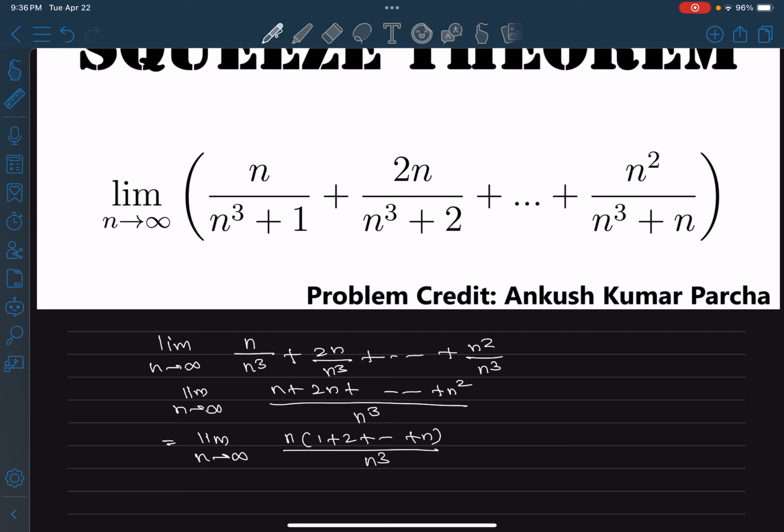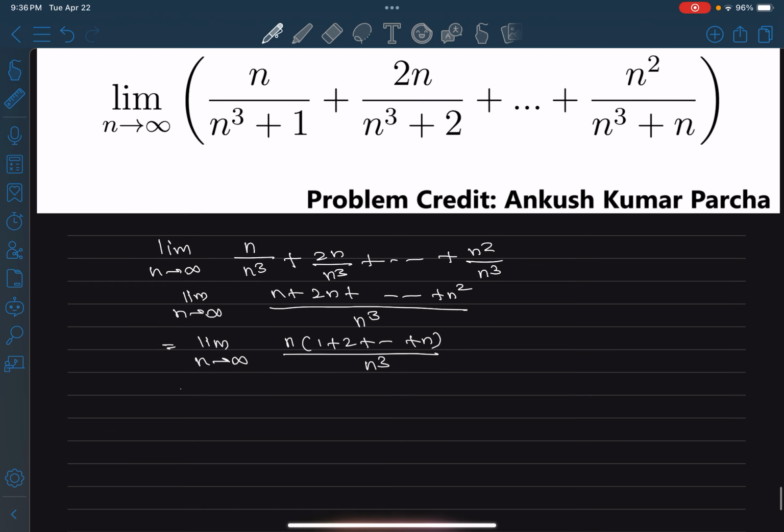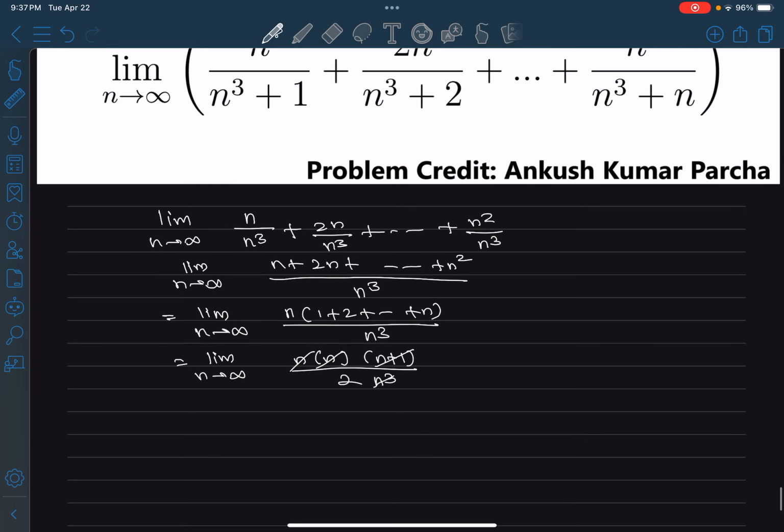First of all, I took the denominator common, and then I took n common. Now we can use the formula for the sum of natural numbers, which is n times n plus 1 by 2. At infinity, n and n plus 1 are the same, so this is just n cubed by n cubed, and that cancels out, which gives half. So this is the answer. It's easy to get it.